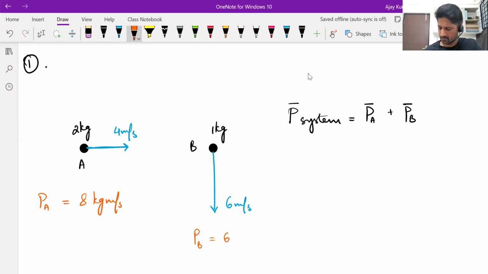6 kg meter per second. Then what is the total momentum? Can we say 14 kg meter per second? Okay, you're saying 14. Fine. Vanilla, do you agree with this answer?